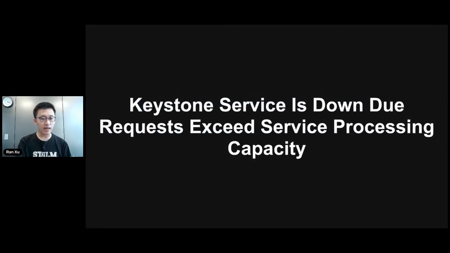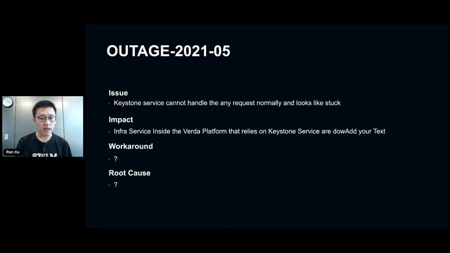So the second outage happened in May this year. The Keystone service at that time was down because the requests exceeded the service processing capacity. The issue we encountered in this outage is similar to the previous one. The Keystone service cannot handle the token issue and the token validation requests normally. The impact is also similar. Almost all services cannot serve the line developers normally. But the issue is a similar one, right? Similar to the previous one.